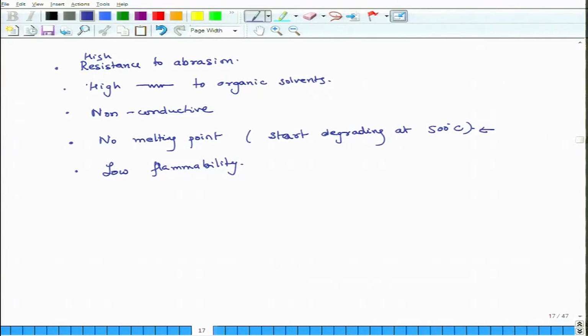So, again, if you put them in fire, it is not that they will just burst into flames. They will degrade slowly, so it does not create any catastrophe. Low flammability, okay. But they are sensitive to organic solvents, and also to inorganic solvents like acids. So, we should be careful where we use these things. They have some weak points also.